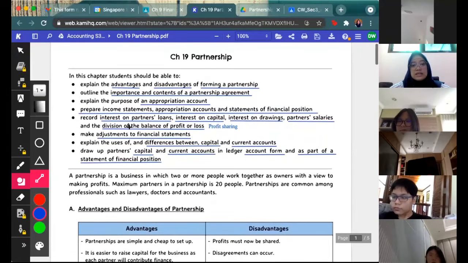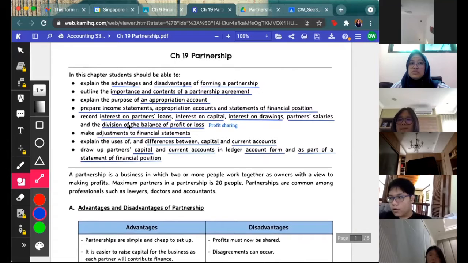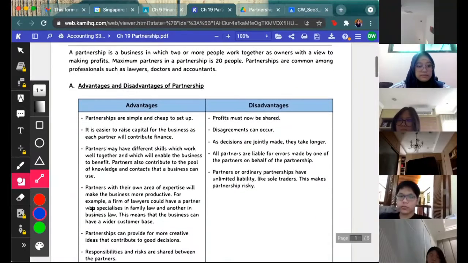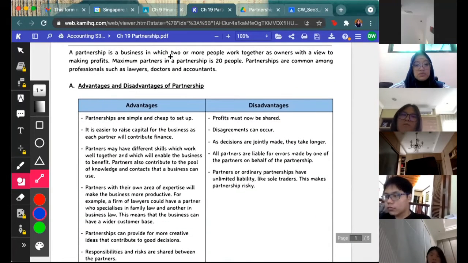Now, before I continue, since we are learning about three different types of business, sole trader, partnership, and limited companies, all of these have different ownership. A sole trader is owned by one person. How about partnership? A partnership is a business in which two or more people work together as owners. So previously in a sole trader, we only knew that a business has one owner. Now, we have two or more.